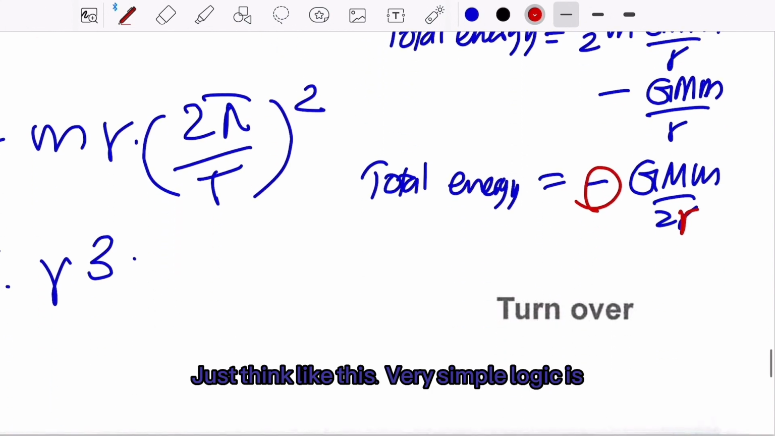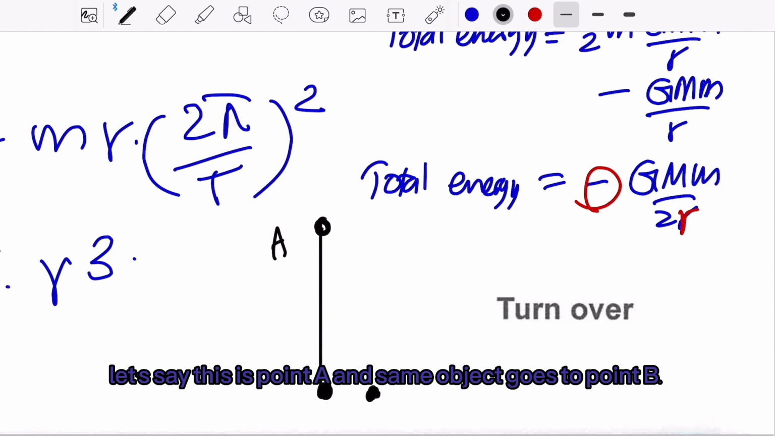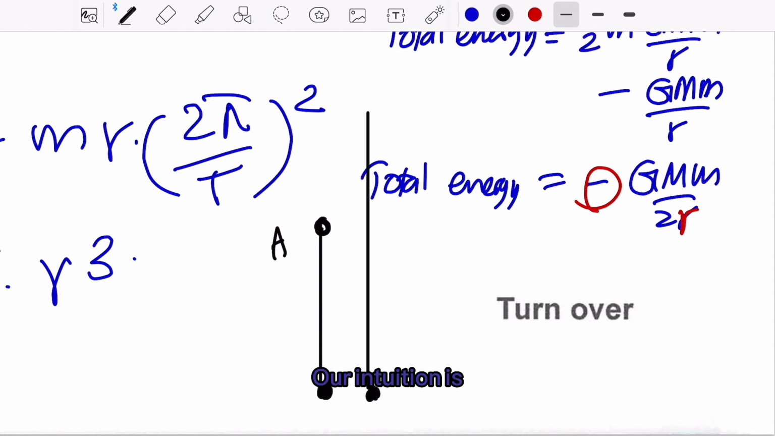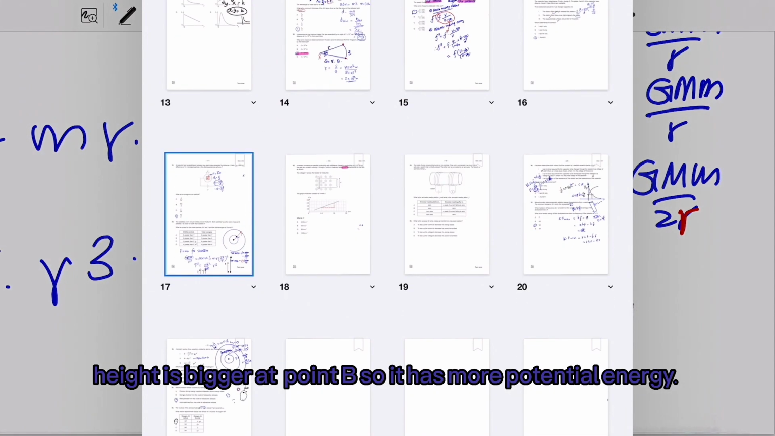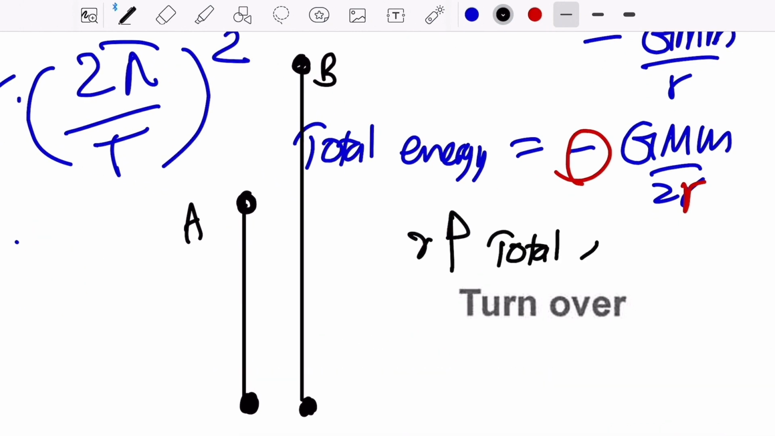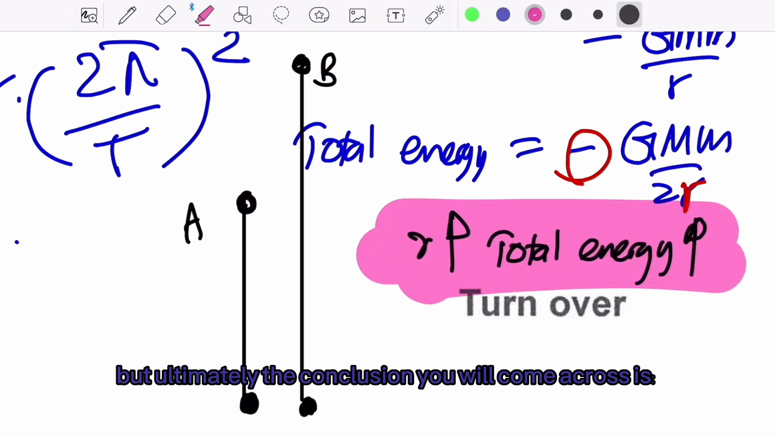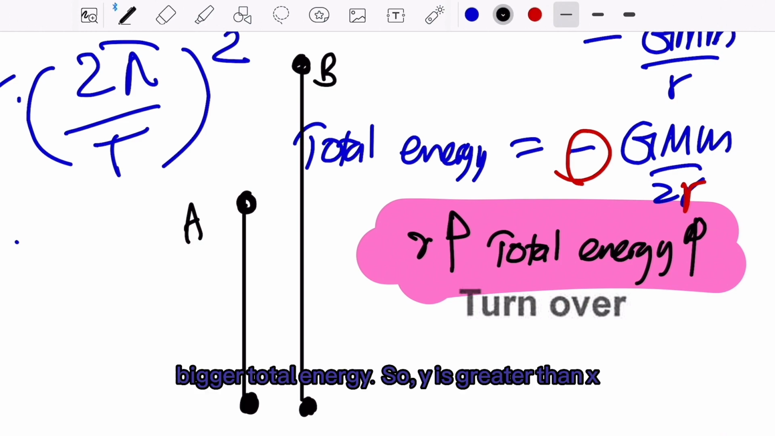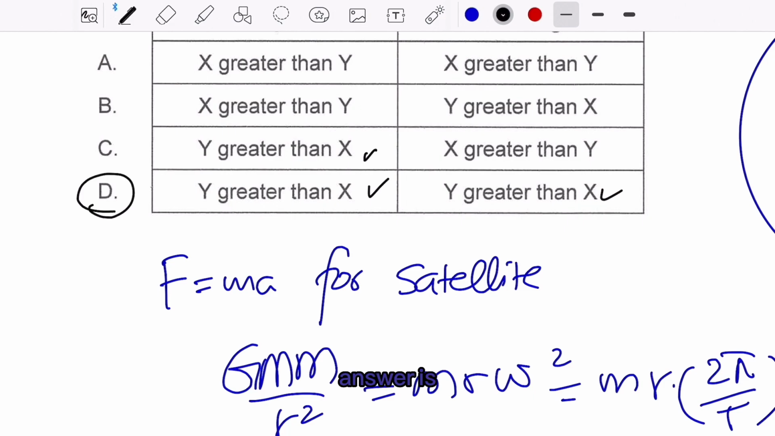Just think like this. Very simple logic, just like potential energy. Let's say this is point A and the same object goes to point B. Our intuition is that height is bigger at point B, so it has more potential energy. Same thing about total energy. R increases, total energy increases. You can think about the radius and minus sign all together, but ultimately the conclusion is that the higher the point, the bigger the total energy. So Y is greater than X. Answer is D.